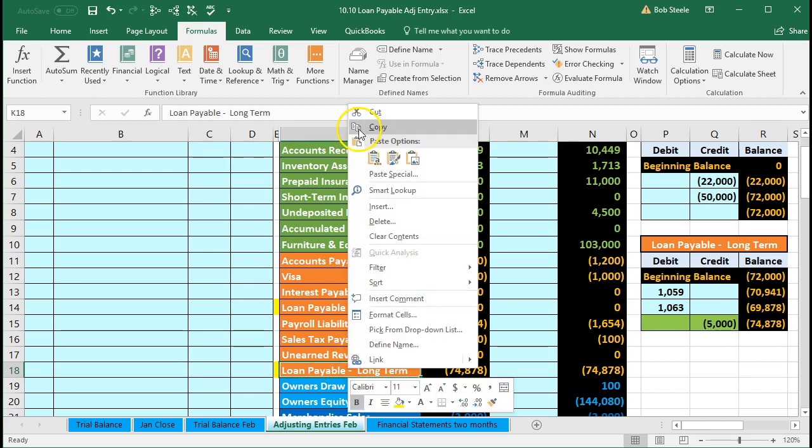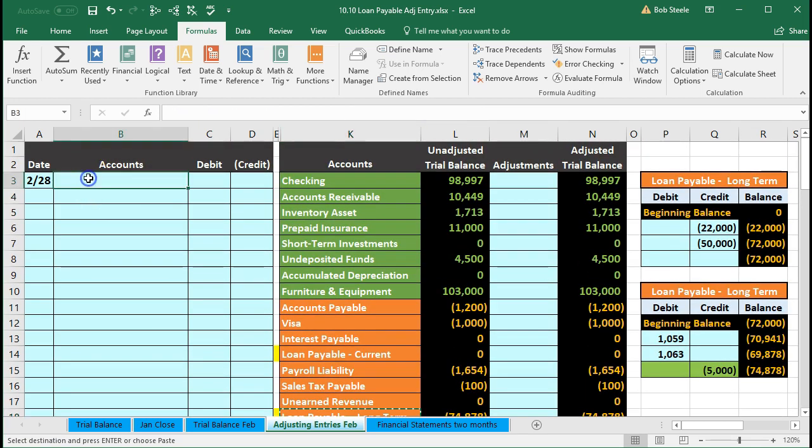So I'm just going to copy this cell. We're going to put that up top in B3, right click and paste 1, 2, 3. The amount's just going to be for that entire 5,000, that one portion of the loan that is included there. We're going to credit something for 5,000. That then will be the other side, loan payable current portion, which is going to go up by that 5,000.